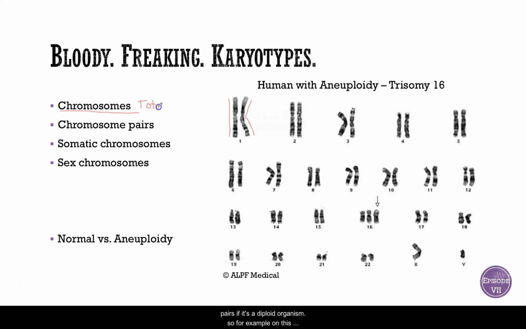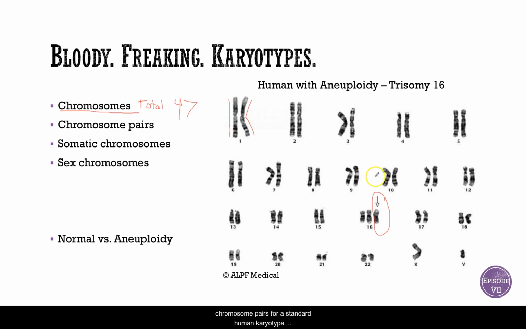So for example, on this illustration, if I were to ask you how many chromosomes this individual has, you could go through and count them all up. You would add them up, find that there are 23 pairs plus one extra copy here of chromosome number 16. That would give you 46 plus 1 chromosomes. So your answer would be that you have 47 for this individual.